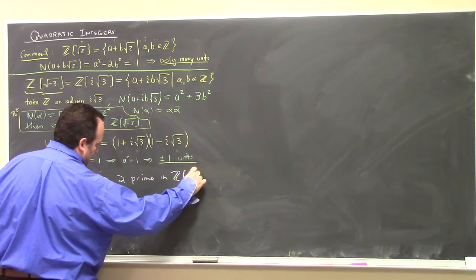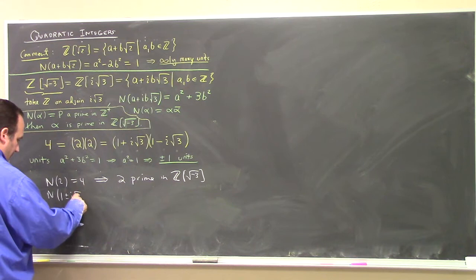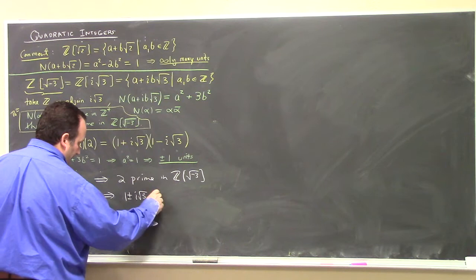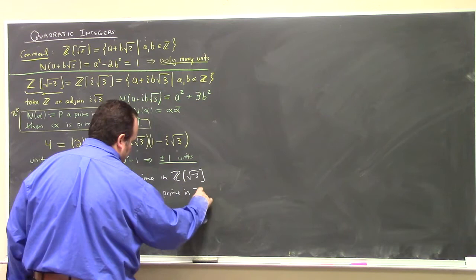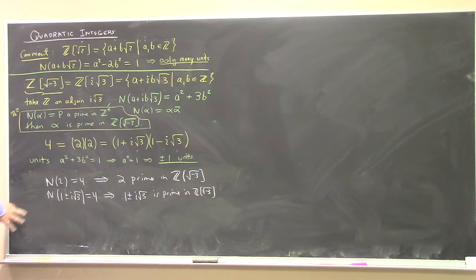And the norm of 1 plus or minus I root 3 is equal to 4, and that also implies that 1 plus or minus I root 3 is prime in Z adjoined square root of minus 3, okay? And it's also obvious that 2 is not a unit multiple of 1 plus or minus I root 3, right? So this definitely is a failure. This shows that unique factorization fails, right?